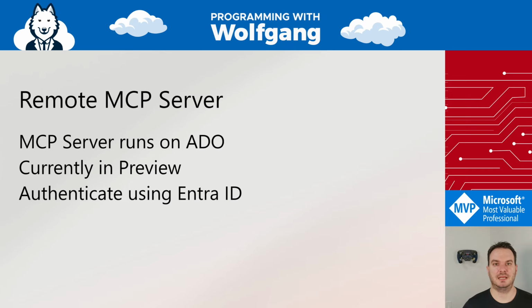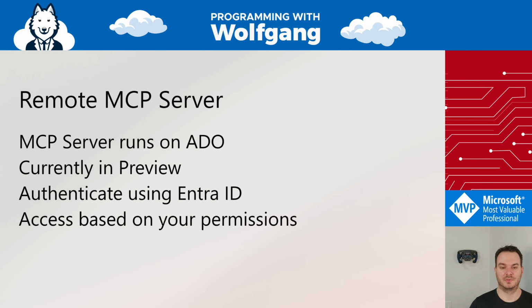Another thing that's great is that you have to use Entra ID authentication. This means the same user that's logged in into GitHub Copilot is the user that has access to my Azure DevOps organization, so I don't have to handle secrets, passwords, or access tokens.